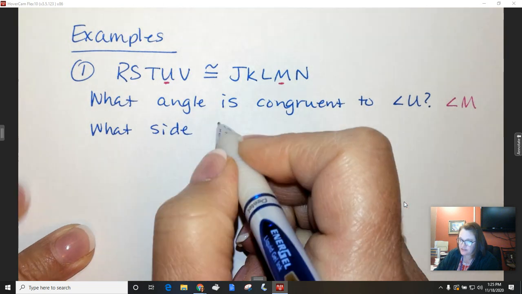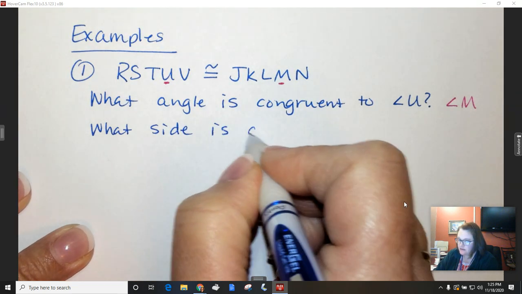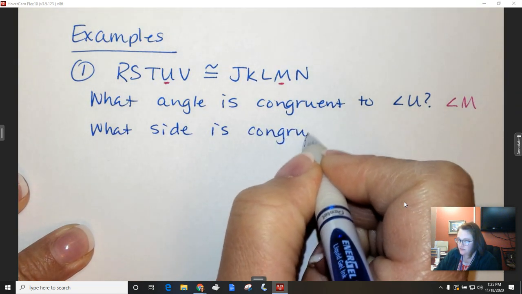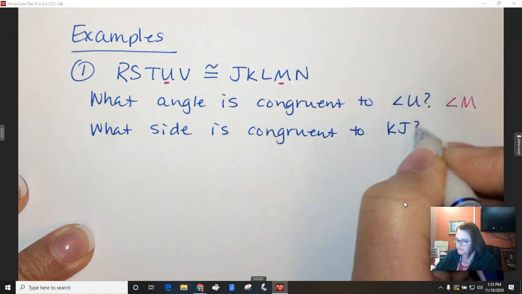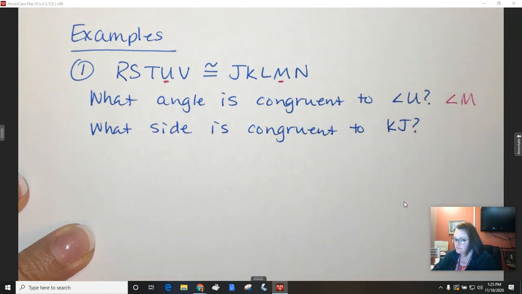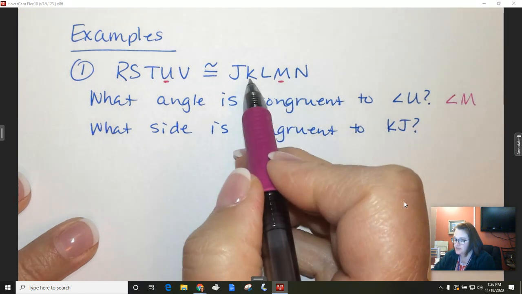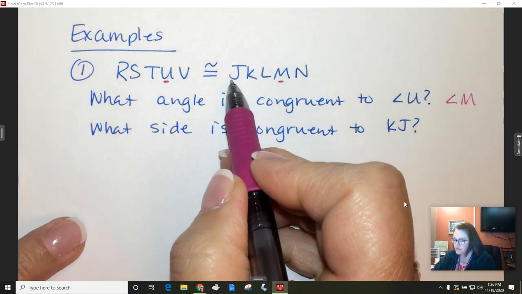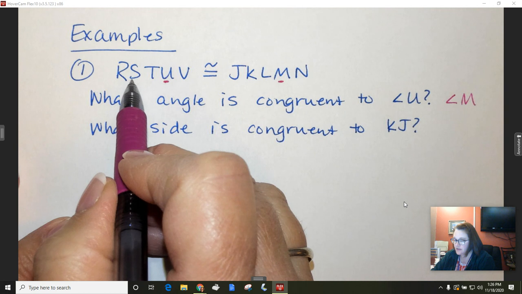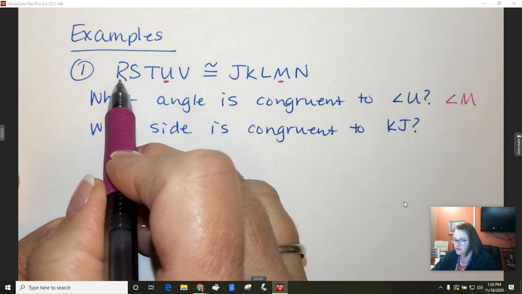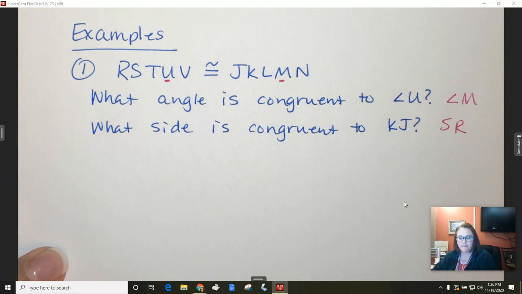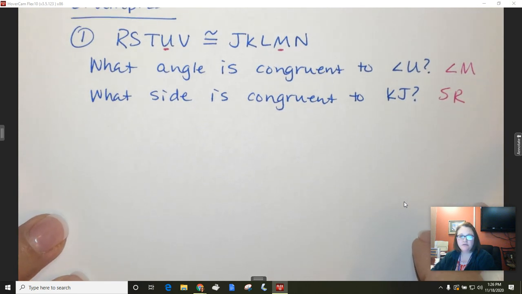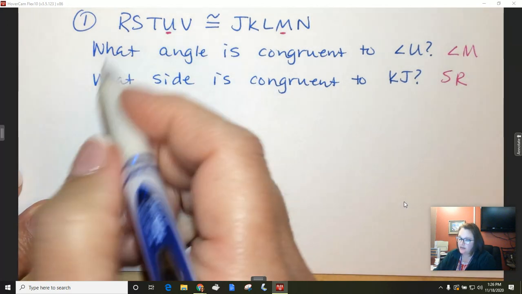We can do the same thing with sides. What side is congruent to KJ? So we find KJ, it's the second one, then the first one. So go to the first figure and do the second letter and the first letter, so that would be SR. Okay, so we can name parts that are congruent just by looking at the name of the figure.